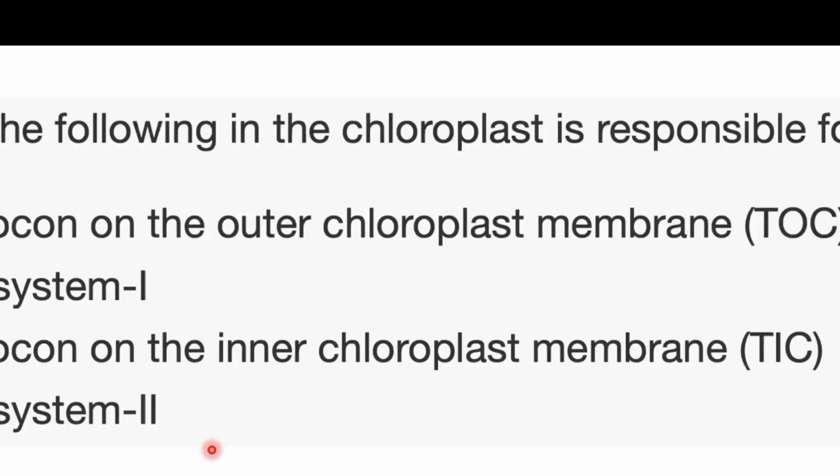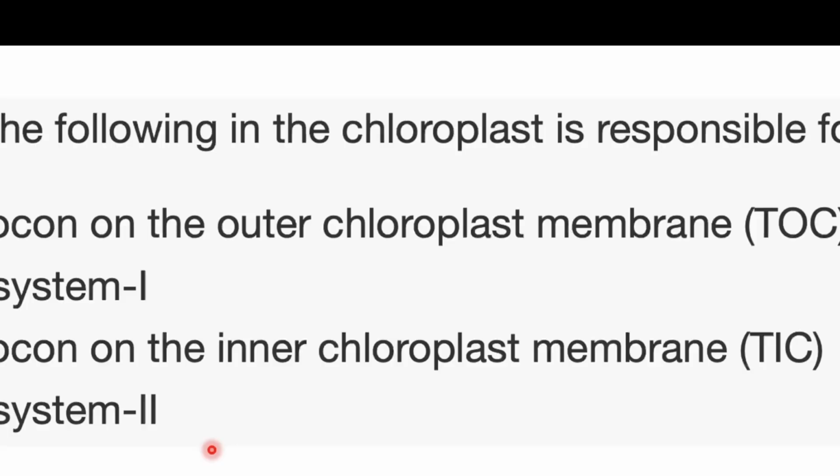Okay, let me look at all the answers in the chat box. I think Farsana has answered option B, while Vedashri is answering option D. Yeah, it might be a little bit confusing between photosystem 1 and 2, but I hope after looking at this explanation, we'll be clear about all our doubts. Now, which of the following in the chloroplast is responsible for absorbing photons?